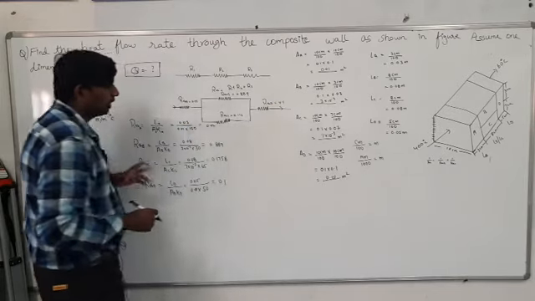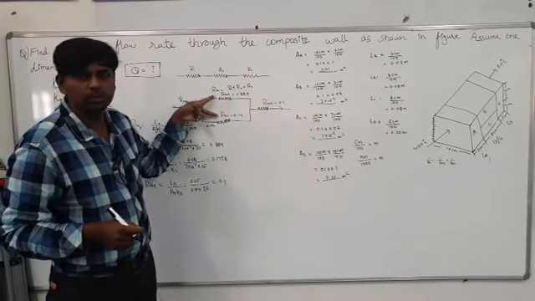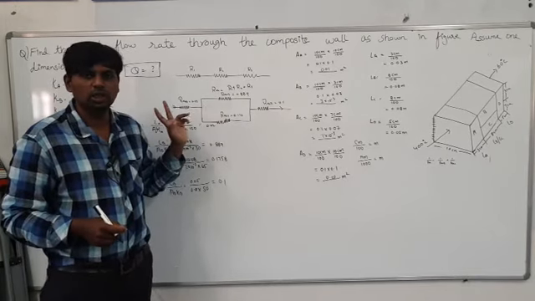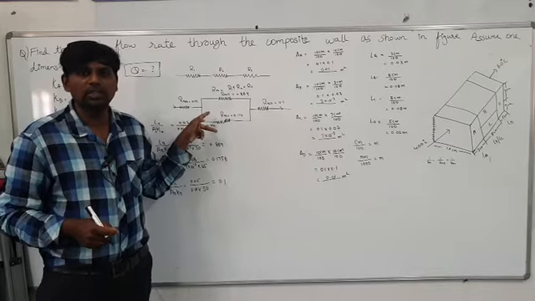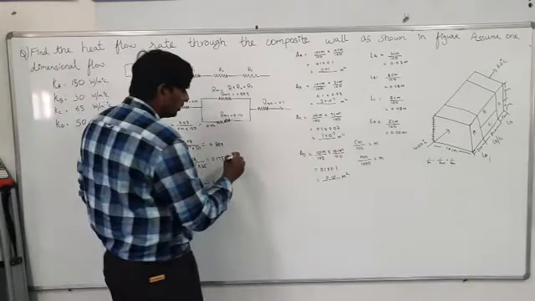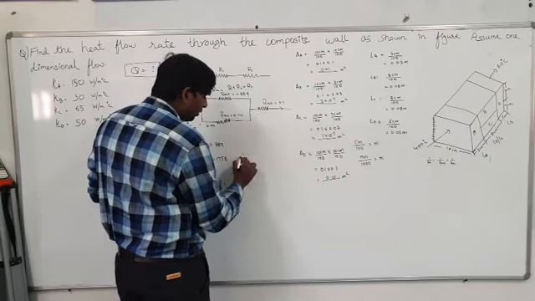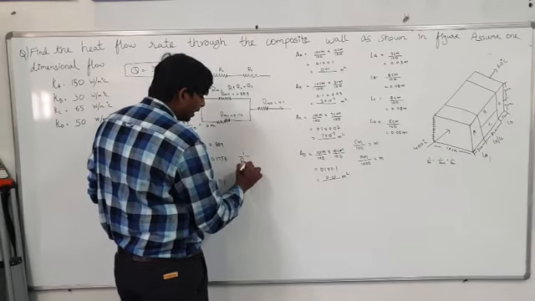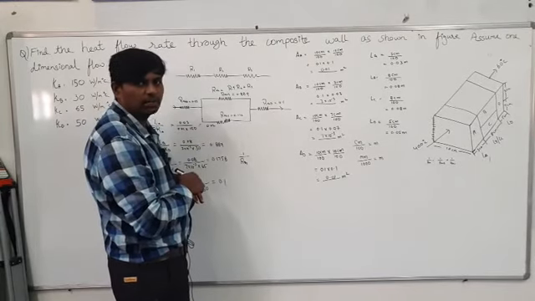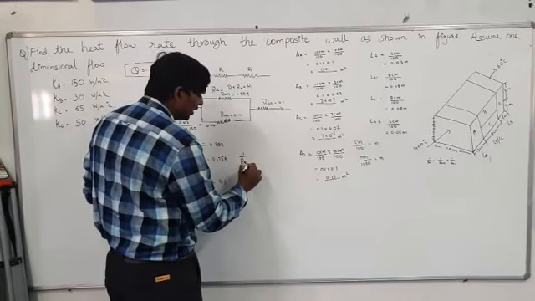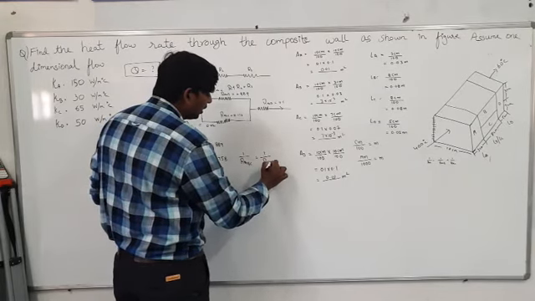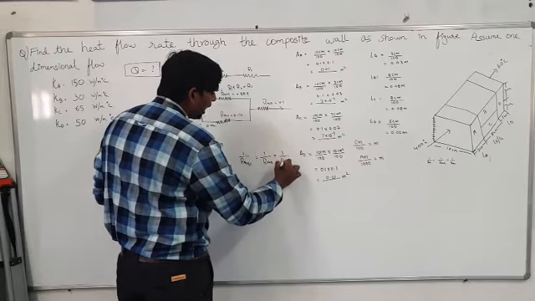Next value is equal to how much? 0.1. Now you have to focus on these two things, RTHB and RTHC. These two are in which connection? Parallel. You have to convert into series. For that, one formula is there. I will write 1 by RTH, 1 by RTHBC. What do I have to consider here? 1 by RTHBC is equal to 1 by RTHB plus 1 by RTHC.